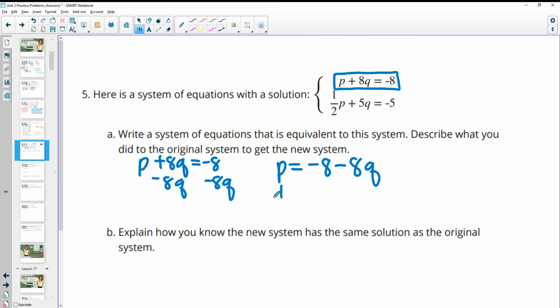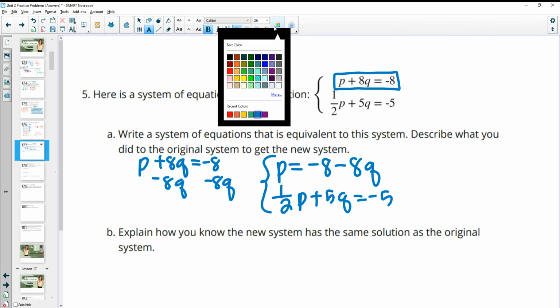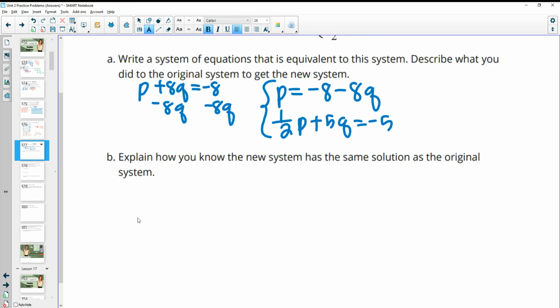That's going to allow me to set up substitution. So here's my new system. So there's my new system. I just solved the top equation for p. And again, you can do a lot of other things. That's just one option.